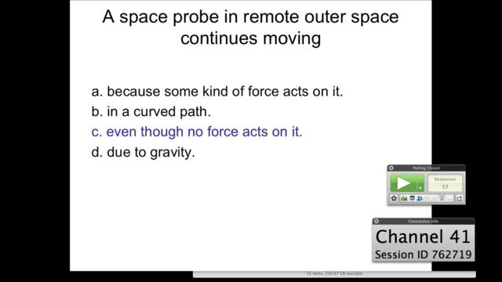But that can seem counterintuitive in our world where it seems like everything slows down or ends up stopping somewhere. But that's because there's always forces on it. Gravity, friction, air resistance. You remove those, it just keeps going. Does that make sense? Any questions, concerns?